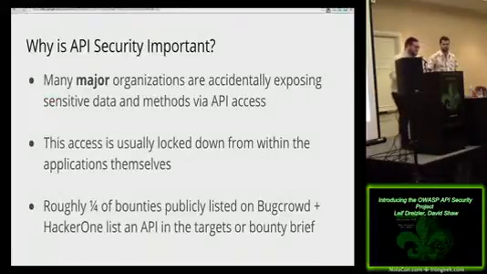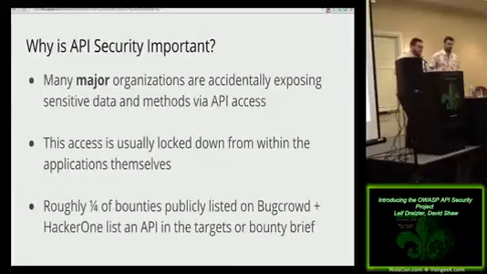Major organizations are accidentally exposing sensitive data and methods via API access. Clearly they're not meaning to do it, but they're saying, oh, everyone's releasing these APIs, we should do that too. Or even, we have a legitimate use case to do so, but we're not putting the same security controls or even thought into the dev process that would be done for the actual formal applications.